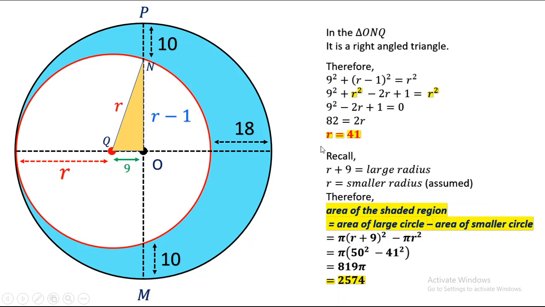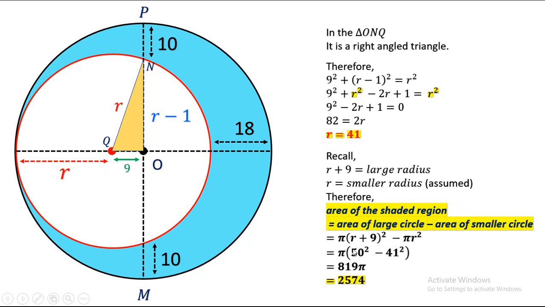Now we recall that in the previous slide r plus 9 was the larger radius, or the radius of the larger circle, and r was the smaller radius, that is the radius of the smaller circle that we had assumed. Therefore the area of the shaded region is the area of the larger circle minus the area of the smaller circle. The area of the larger circle is pi times r plus 9 square, because the radius of the larger circle is r plus 9, minus the area of the smaller circle, that is pi r square, because the radius of the smaller circle was taken as r itself.